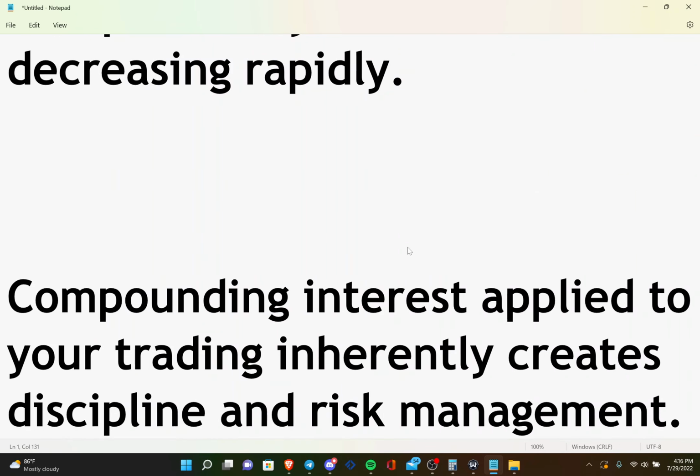On to the last part. Compounding interest applied to your trading inherently creates discipline and risk management. And this is so true. If you apply the tool that is compounding interest to your trading strategy, you will find that your discipline and risk management will be far head and shoulders above everyone else around you if they're not applying this sort of tool to their trading strategy.